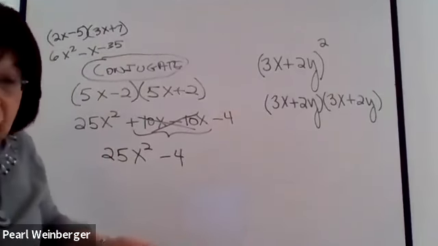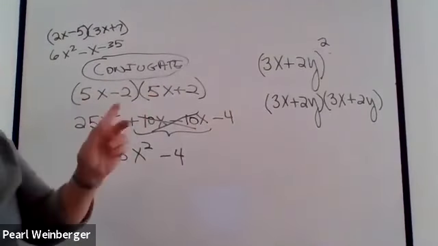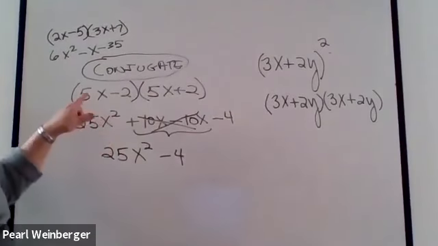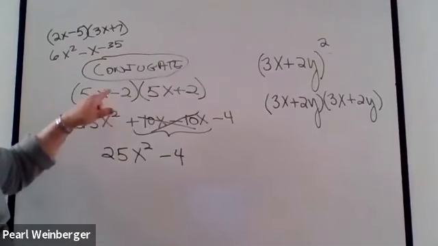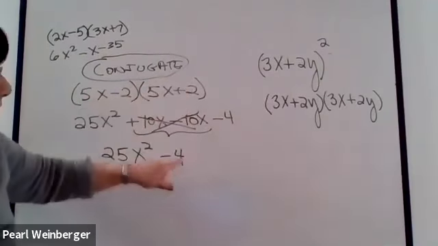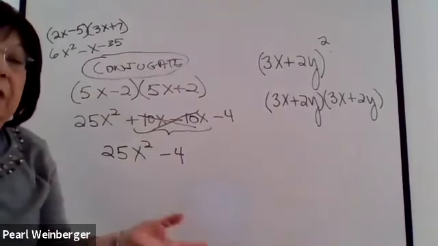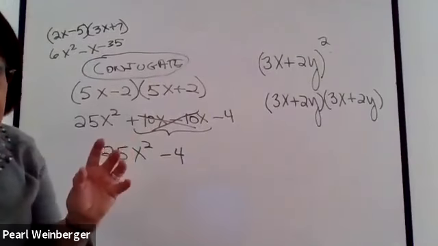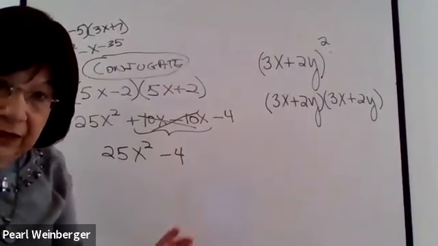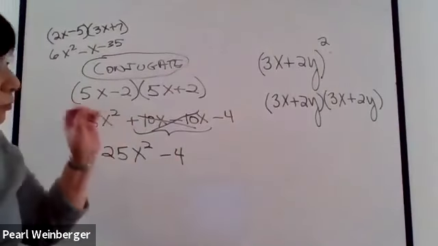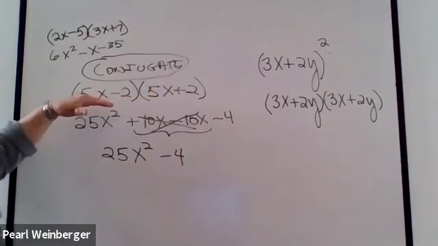Why am I mentioning this? Because when I see that I have conjugate binomials, I'll know I can do a quick multiplication. I can just do the 5x times the 5x and get the 25x squared, and the negative 2 times the positive 2 and get the negative 4. I can forget about the outer and the inner because I know they're going to cancel out. Now, I'm always looking for shortcuts, things to make life simpler. But we have to remember, we can only use a shortcut if it's conjugate binomials.